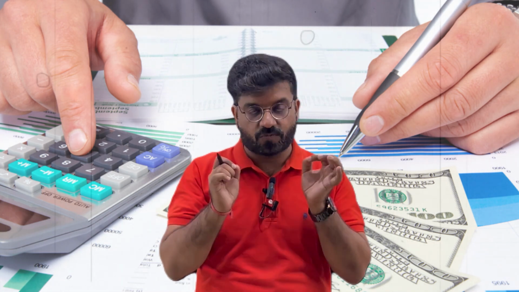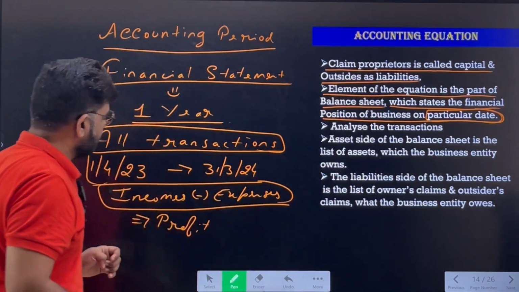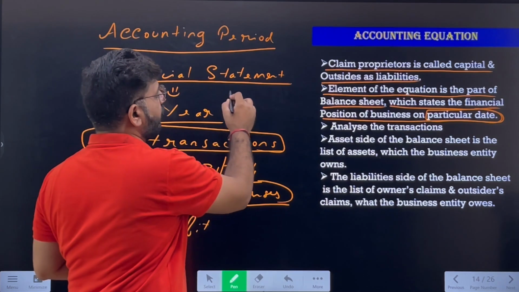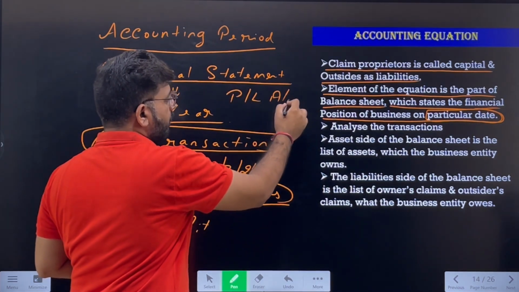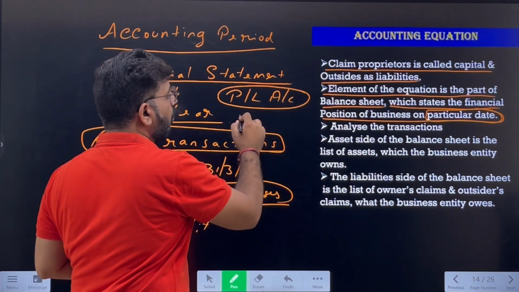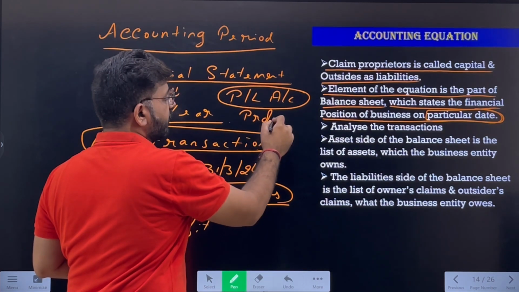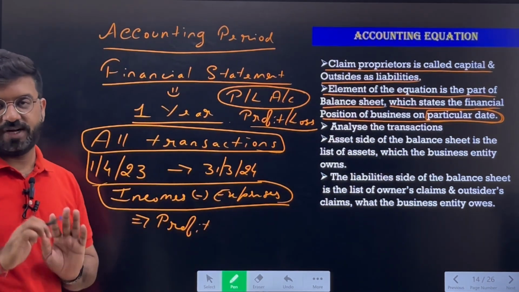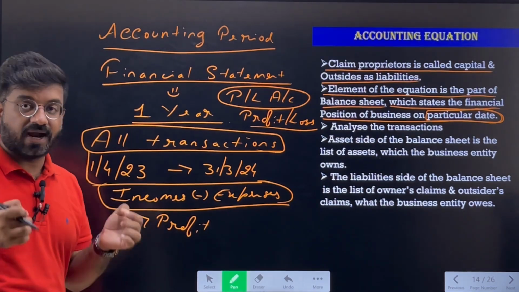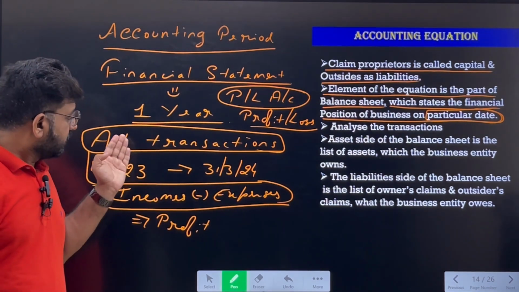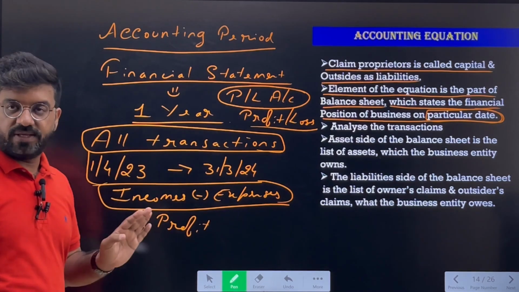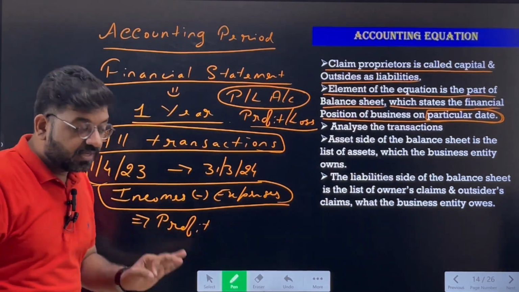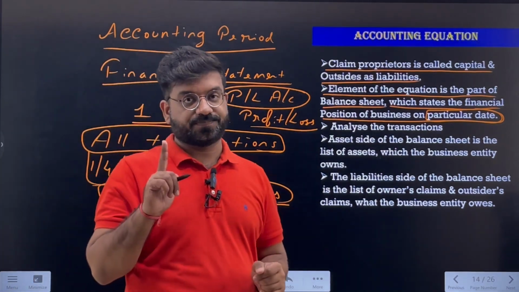Let me repeat what I just said. The financial statements simply mean the preparation of the profit and loss account. The profit and loss account is prepared in order to ascertain whether we have earned profit or incurred loss. We have to make the profit and loss account where all the incomes and expenses are recorded. Since we have recorded all the expenses and all the incomes, we will get the profit as a whole. It is for a period of time, that is for 1 year.